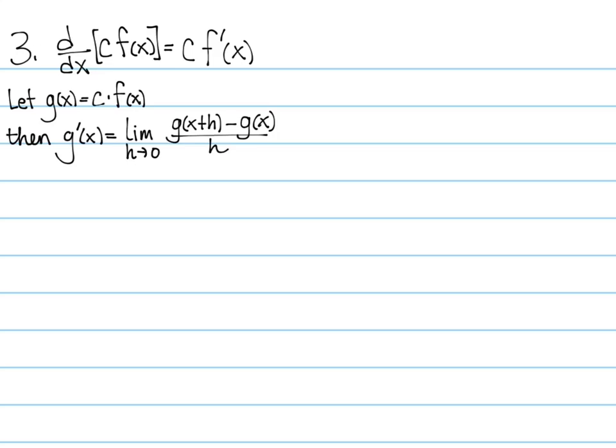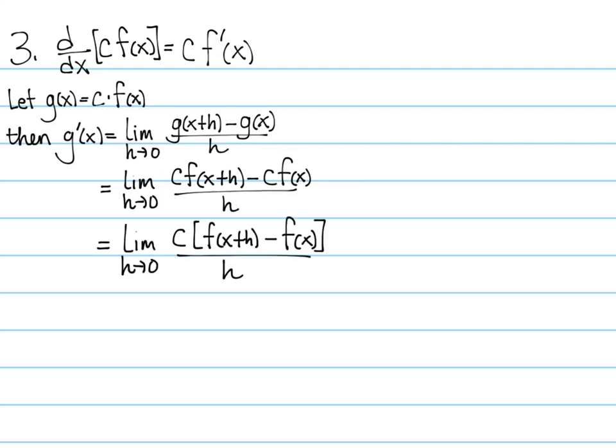And if you try to plug in x plus h to g of x, you get the constant times f of x plus h. And so this looks like the limit as h goes to 0 of the constant times f of x plus h minus the constant times f of x, all divided by h. Since both of those have a constant in common, we can pull it out. That looks like this.